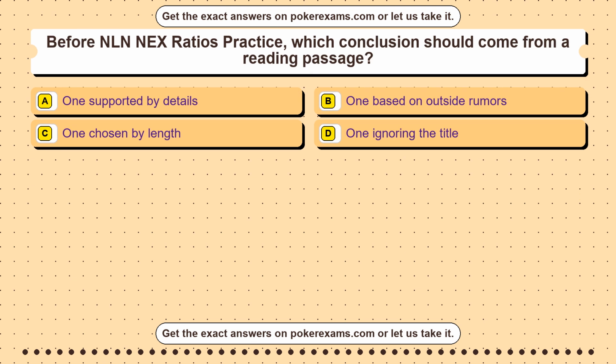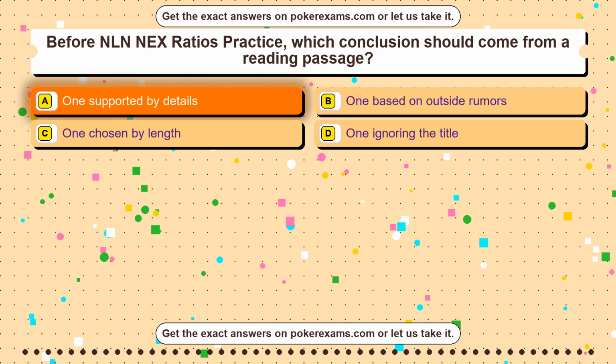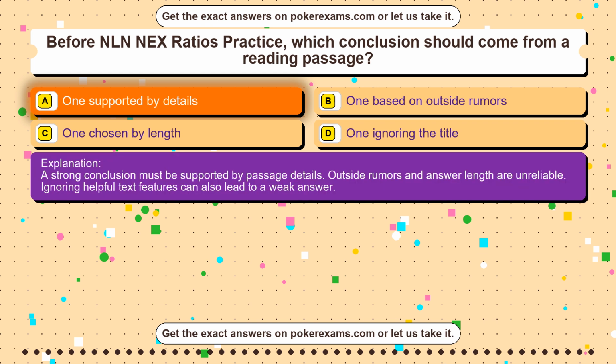Question 5. Before NLN NEX Ratios Practice, which conclusion should come from a reading passage? Option A. One supported by details. Option B. One based on outside rumors. Option C. One chosen by length. Option D. One ignoring the title. The correct answer is option A. One supported by details. A strong conclusion must be supported by passage details. Outside rumors and answer length are unreliable. Ignoring helpful text features can also lead to a weak answer.